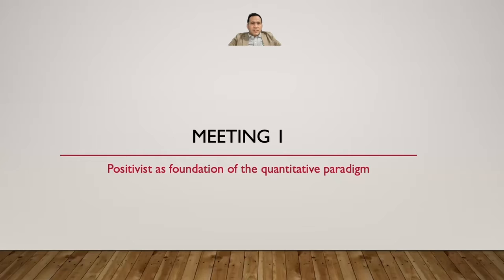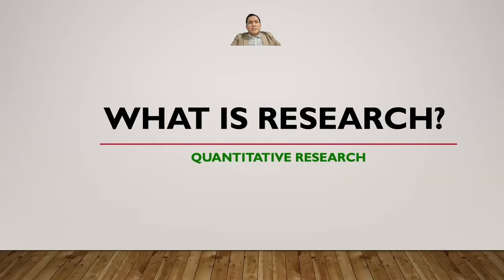Quantitative research, as it is different from qualitative research, should be recognized as a paradigm. There are three paradigms: quantitative research, qualitative research, and mixed method. Mixed method is the combination of quantitative and qualitative research. Because this course is about quantitative research, we are talking only about quantitative research.